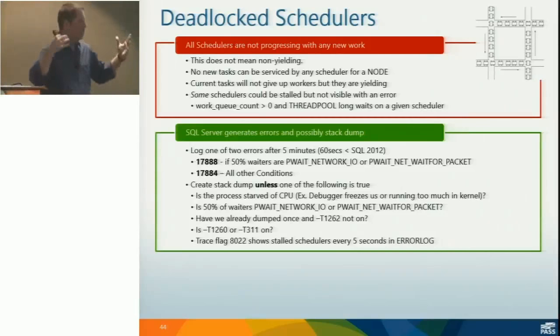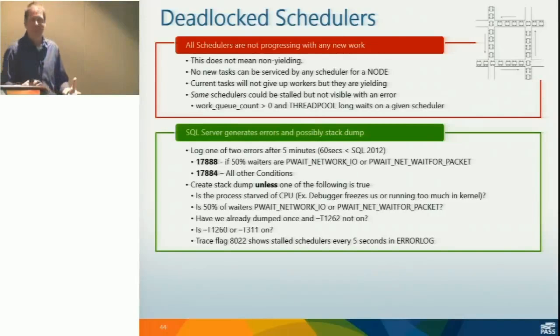Because no work completed. So what they said is, okay, if the process is starved of CPU completely, like when using a debugger, we won't produce the message. And of course, we won't do a stack dump as well. If 50% of the waiters are in that network I/O state, we don't do a stack dump. We just print a message saying, hey, you got a bunch of guys waiting on network I/O. That's probably your problem. And then we have other complicated rules here about when to actually dump, similar to non-yielding.